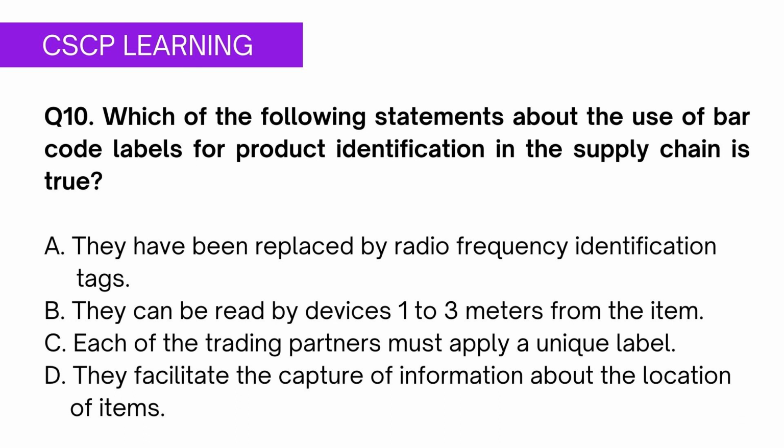Let's evaluate option D. They facilitate the capture of information about the location of items. Barcodes stores product related data like the date of manufacturing, expiry date, name of the manufacturer, country of origin, and price, quantity of the product. Therefore, this statement is an absolutely correct statement about the barcodes.